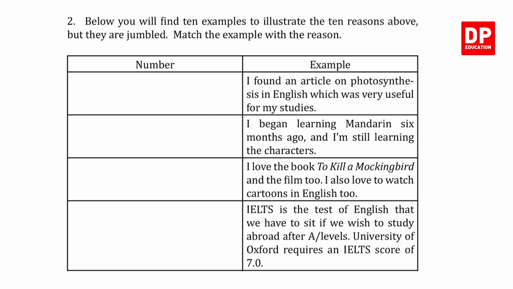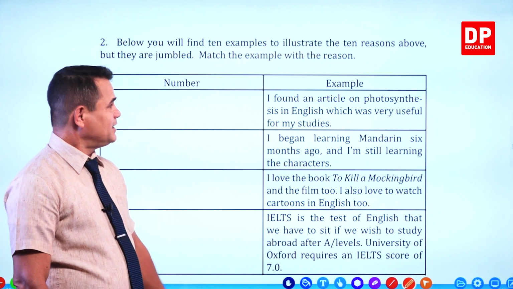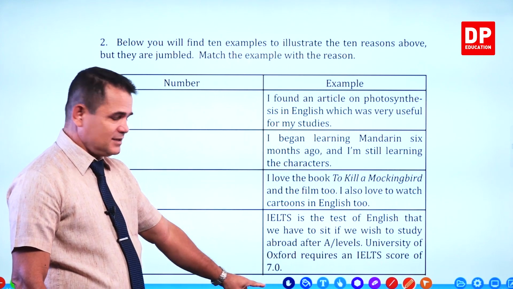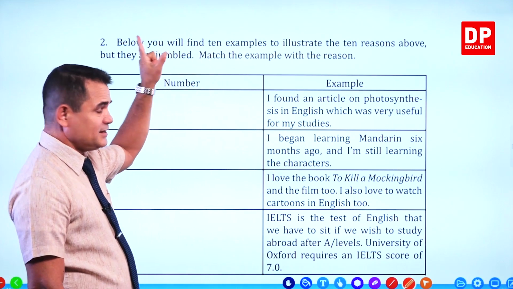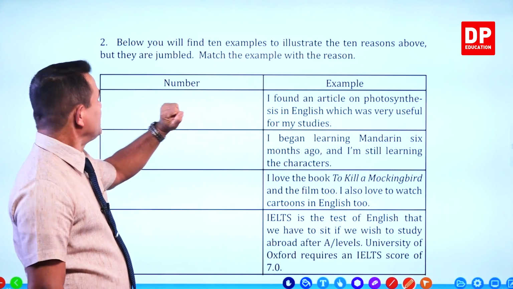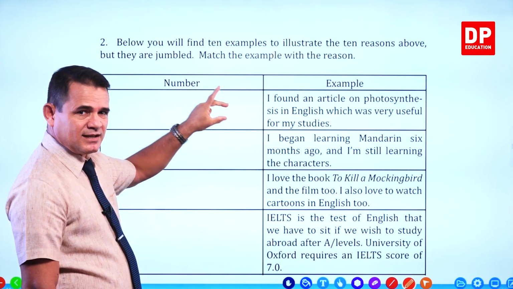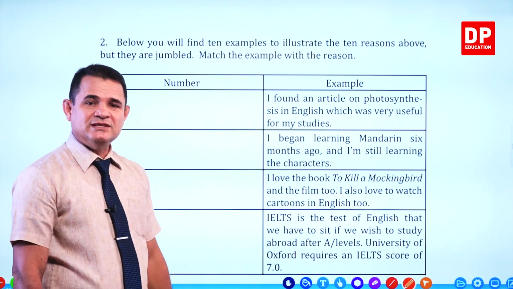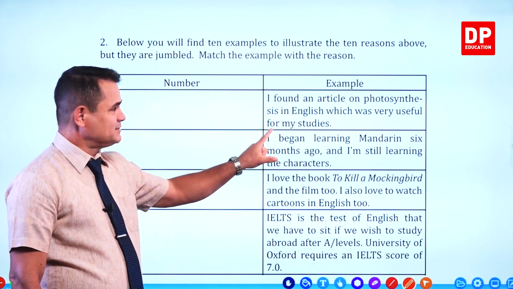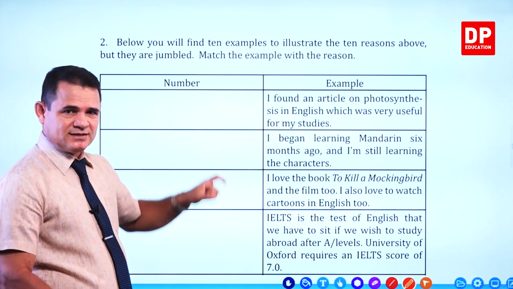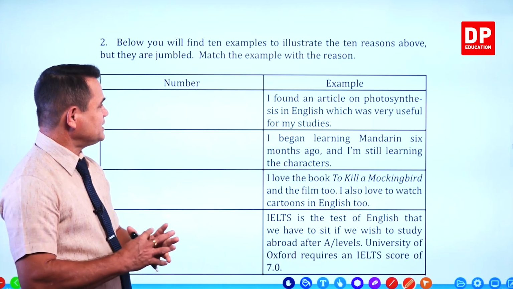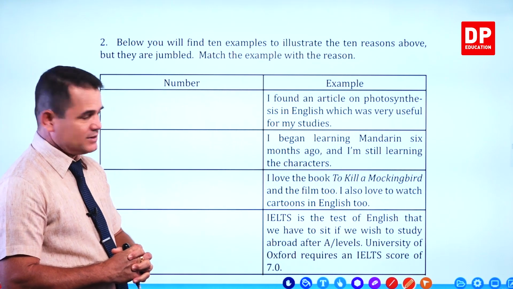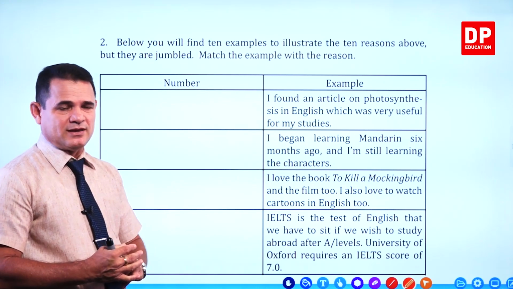Okay. Below, you will find 10 examples to illustrate the 10 reasons above. 10 examples, උදාහරණ 10ක් තියෙනවා to illustrate 10 above. කලින් කියපු ටික විස්තර කෙරෙන. But they are jumbled. ඒ ටික හැබැයි mix වෙලා තියෙන්නේ පිළිවෙලකට නෑ. Match the example with the reason. මේ example එක කලින් කියපු reasons එක match කරන්න ඕනේ. Now let's see. First example given here. I'll help you. You try.